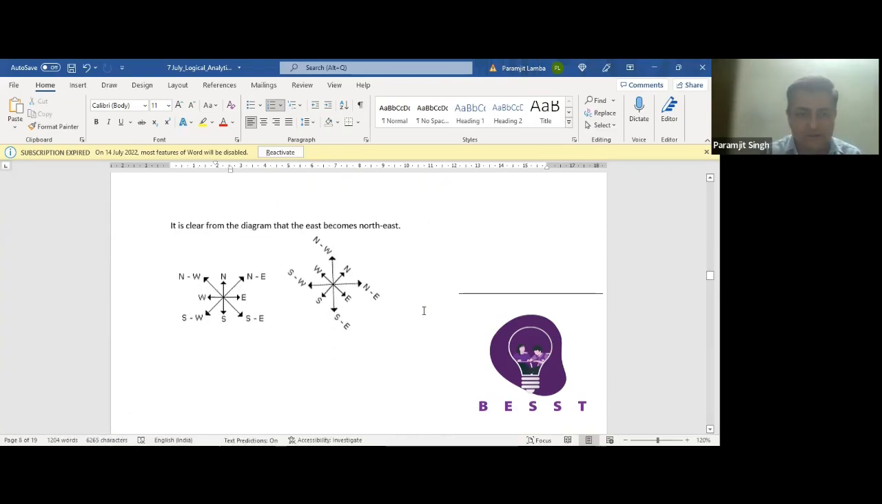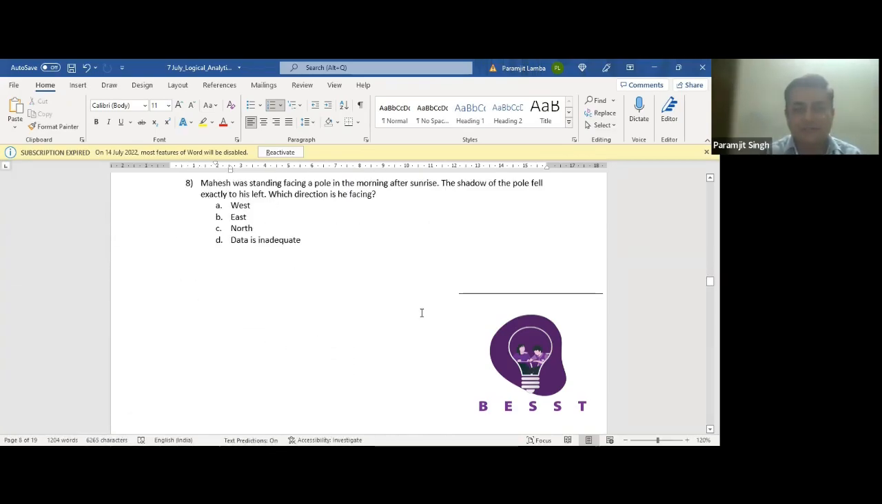Moving on, next question. Mahesh was standing facing a pole in the morning after sunrise. The shadow of the pole fell exactly to his left. Which direction is he facing? First of all, tell me, why was he facing the pole? Unnecessarily, these people make our lives difficult for us. Whatever, it must be his reason. But he was standing facing a pole.